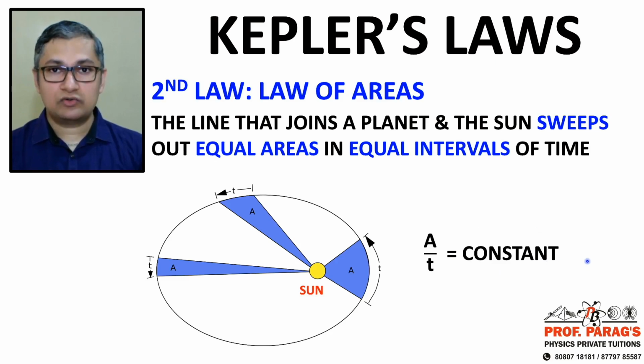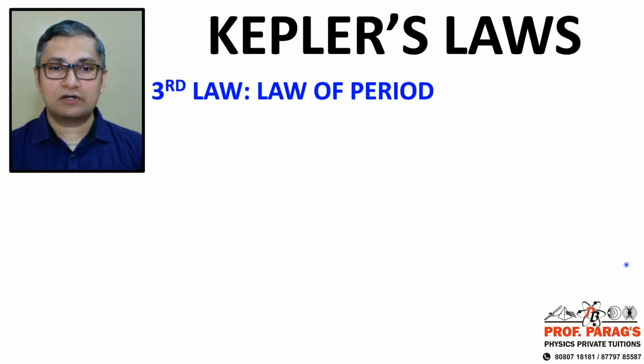Okay, so we will skip that part for the time being. But this formula we can note down: A by T is a constant. All right. Kepler's third law is very easy. Actually, we have almost done it. Kepler's third law of periods.